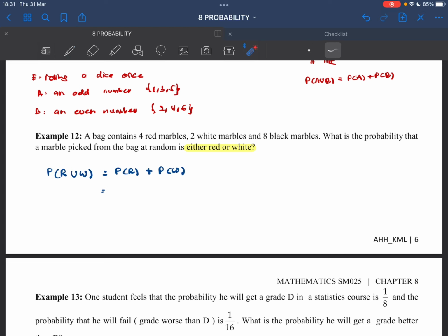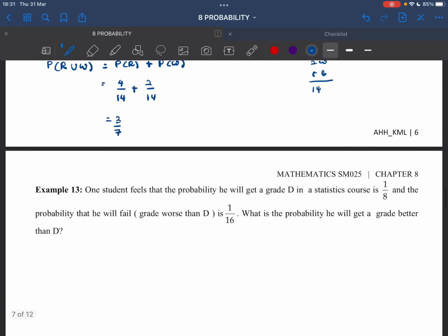So the probability that we pick R is 4. The total number of marbles in the bag is 14, so you get 4 over 14 plus white, which is 2 over 14, and we have the answer 3 over 7. We have 4 red, 2 white, 8 black, so therefore we have 14 marbles. That is your number of sample space.